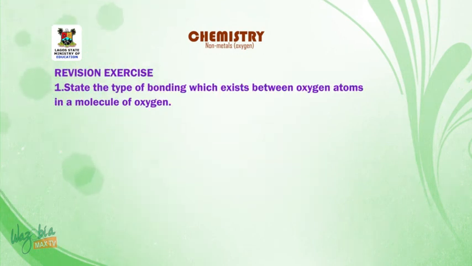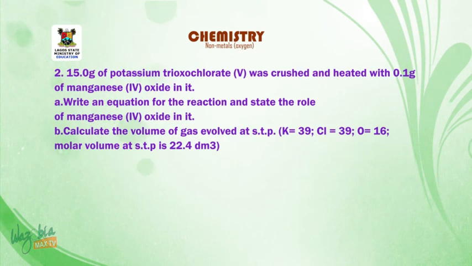Revision exercise. 1. State the type of bonding which exists between oxygen atoms in a molecule of oxygen. Number 2. 15 grams of potassium trioxochlorate 5 was crushed and heated with 0.1 gram of manganese 4 oxide in it. A. Write an equation for the reaction and state the role of manganese 4 oxide in it. B. Calculate the volume of gas evolved at STP.